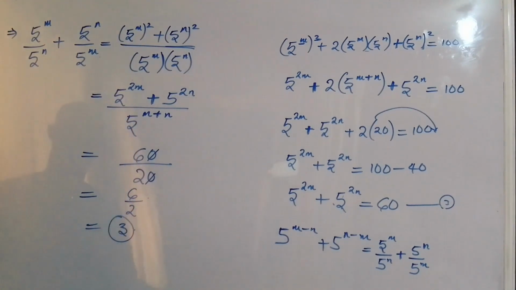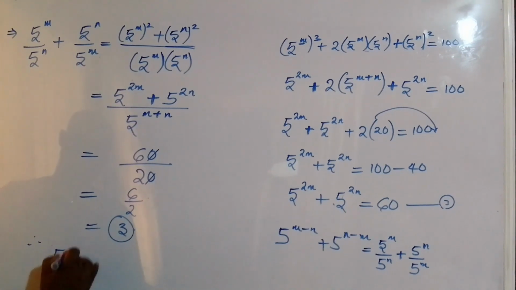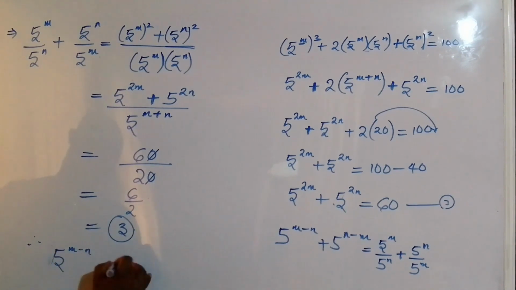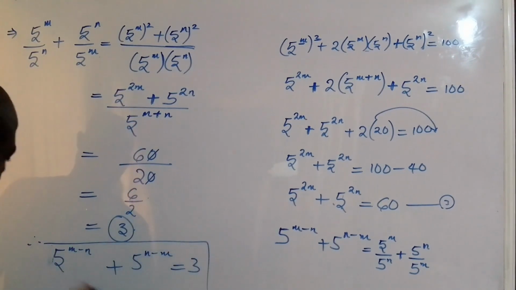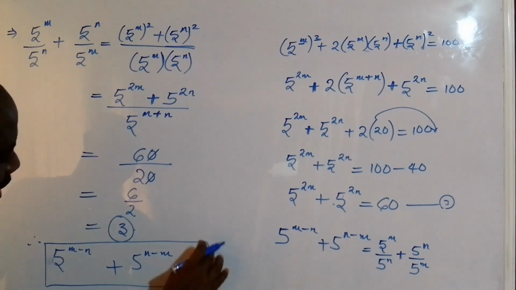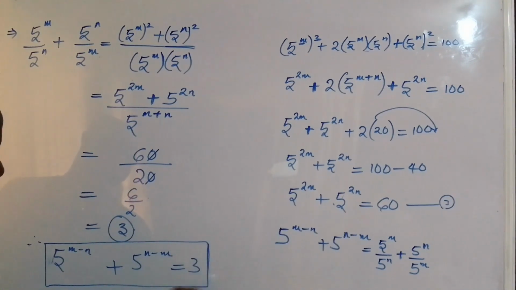Therefore, we can conclude by saying that 5 to the power of m minus n plus 5 to the power of n minus m is equal to 3. This is the answer or the solution to our question.